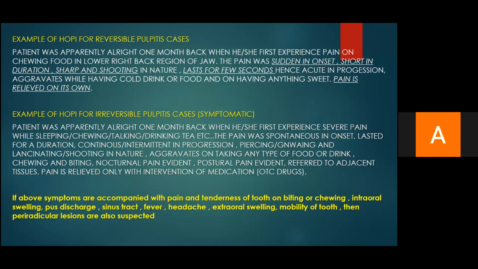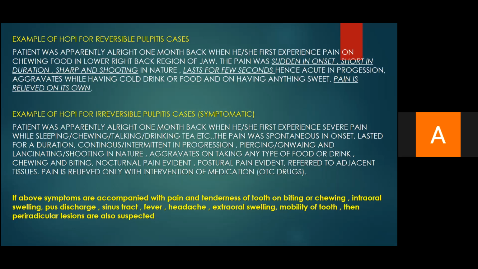So the case history is presented as severe pain while sleeping, chewing, even at talking, drinking tea. Now, drinking tea is definitely hot tea, not iced tea. But pain while eating anything hot is a characteristic of irreversible pulpitis. Now comes the onset. The pain was spontaneous in onset, lasted for a duration, continuous or intermittent in progression.